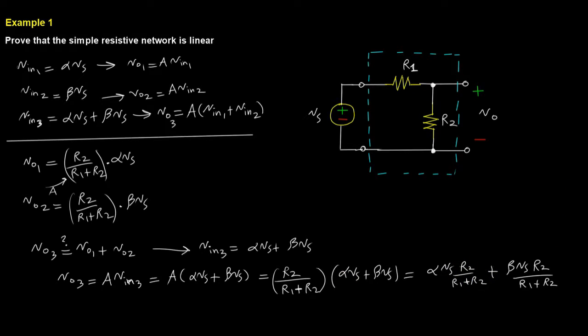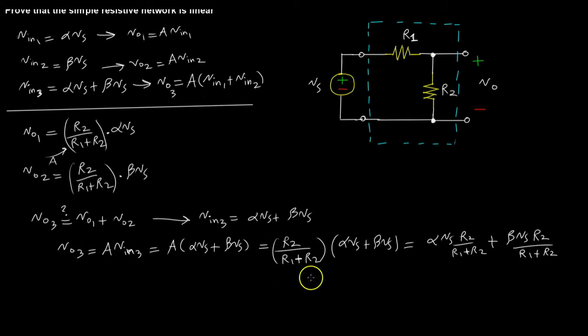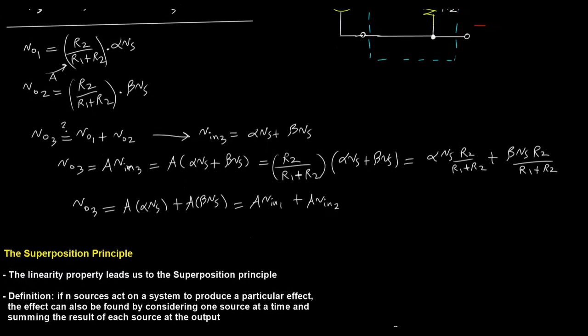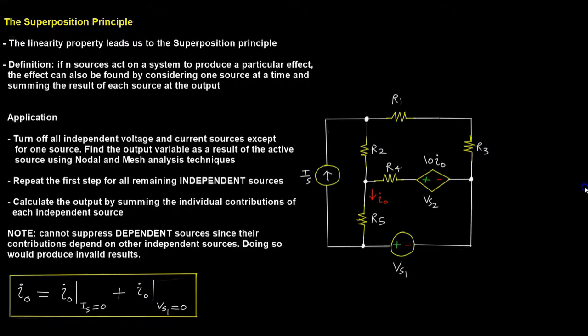And just to simplify it a little bit and summarize it, so VO3, we have proven that it is simply A times alpha Vs plus A times beta Vs, which is equal to A VN1 plus A VN2. So we have proven that the system is linear. So it's very simple, and I would hope that you can get very comfortable with this as we move forward, because the next concept is the superposition principle.